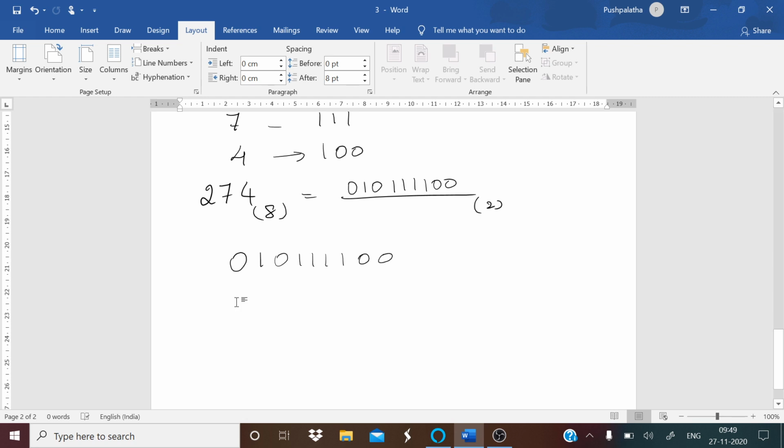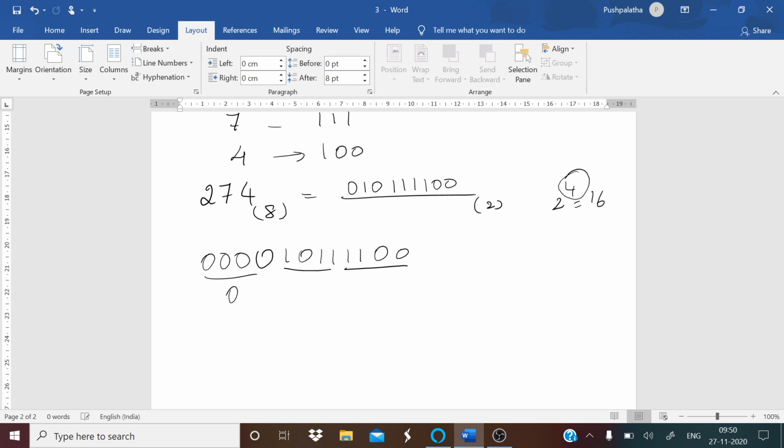As we said, group it into 4 bits because we need the hexadecimal. Hexadecimal means 2 to the power of 4, that is 16. So you have to convert it into 4 bits. Okay, sorry, just a minute. 010111100. Sorry, we are supposed to regroup it into 4 bits from the right side, right? So this is your 4 bits, this is your 4 bits, and this is your 0. Even if you add 2 zeros to this side also, it remains 0 only. So what is your 1011?